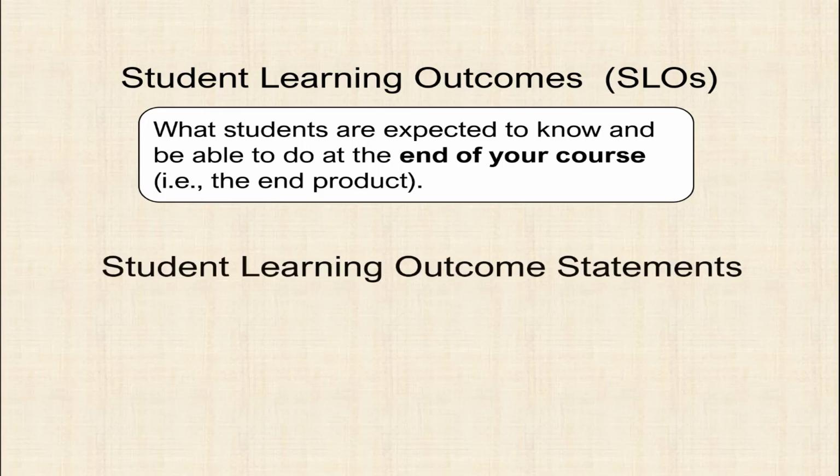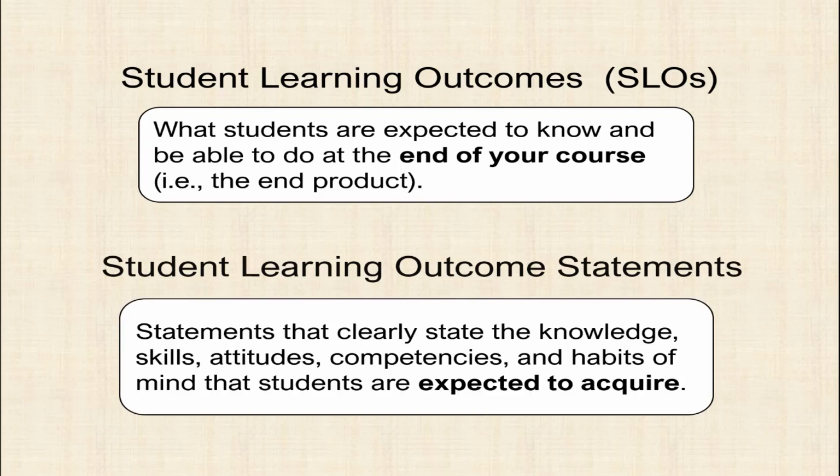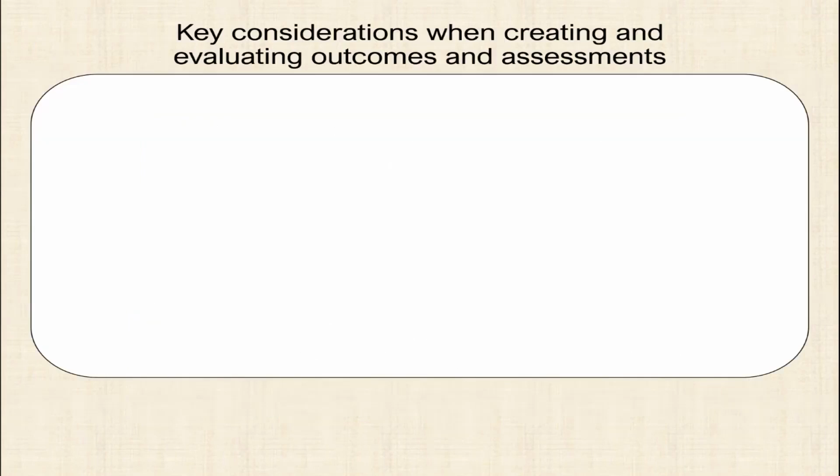Now, I like to use the term student learning outcome statements, because that's what they really are, statements. And they should be anyway, statements that clearly state the knowledge, skills, attitudes, competencies, and habits of mind that students are expected to acquire. Now, a lot of times the statements are included in a larger outcome statement, often called a standard.